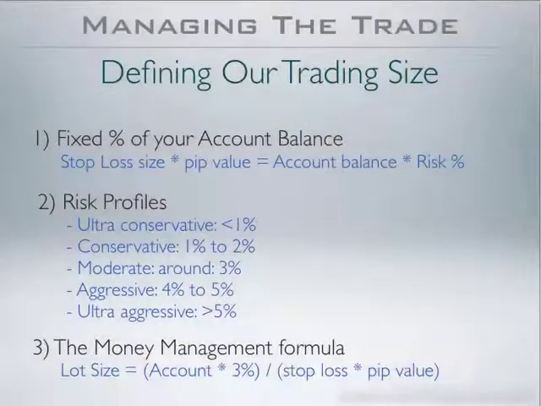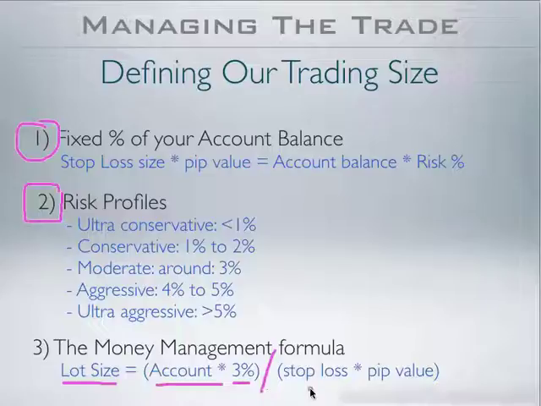Finally, now that we know all about the formula we are going to use, and now that we've decided on our suitable risk profile as a trader, it's time to calculate our trading size, our lot size for any particular trade. What we are going to do is simply apply 3% of our account balance, and divide that by the stop loss value in pips multiplied by the pip value on that particular currency pair. Let me give you a hypothetical trade.